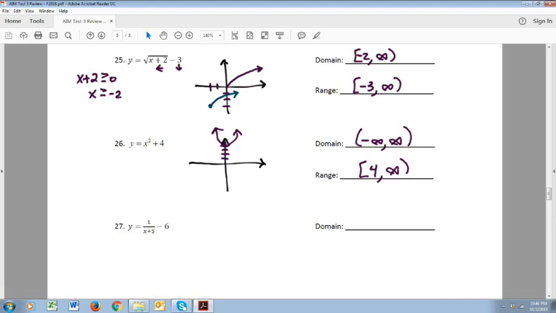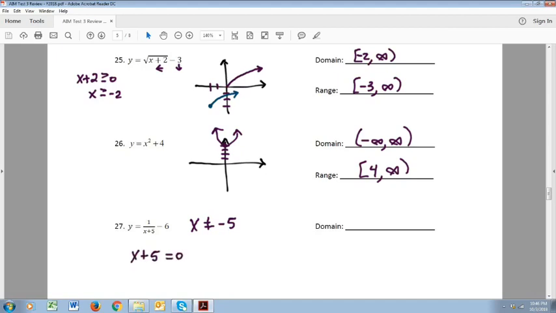We got to make sure we don't take the square root of a negative number. And then on 27, when we have a fraction, we got to make sure our denominator is never 0. So in this problem, x could never equal -5, because -5 plus 5 is 0, and we'd be undefined. And so the domain is actually everything else.